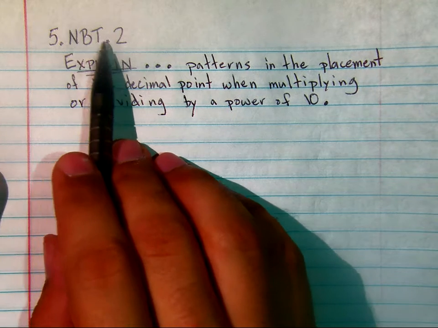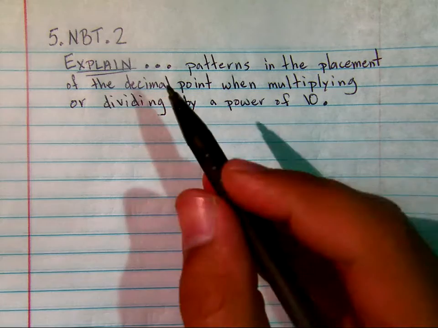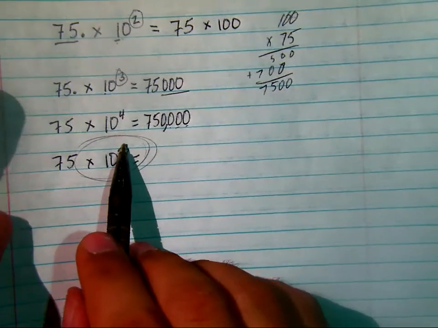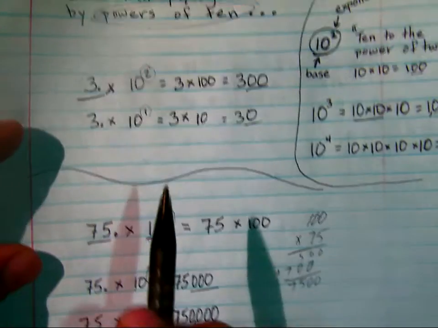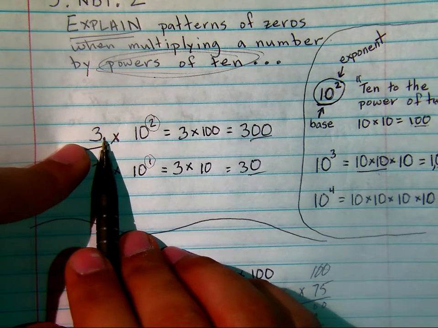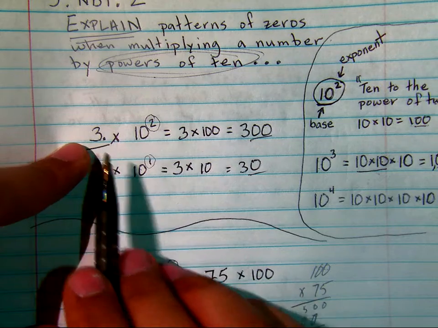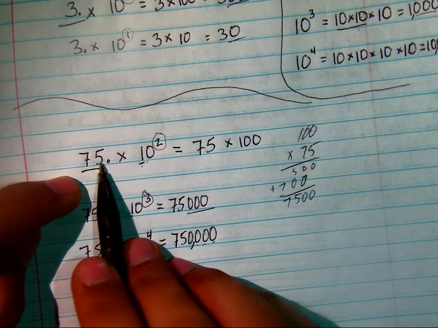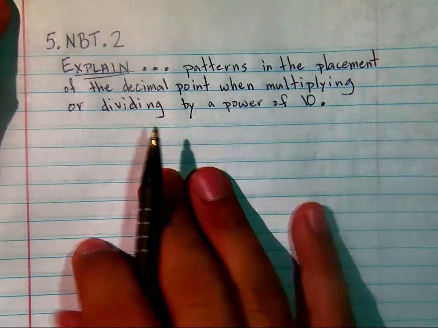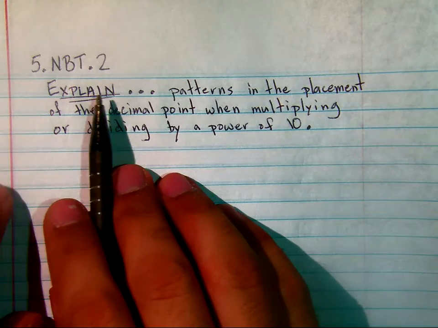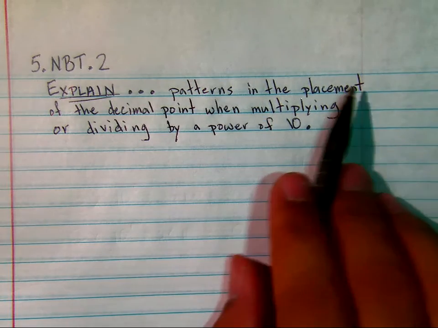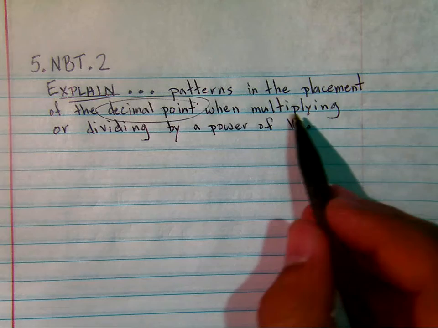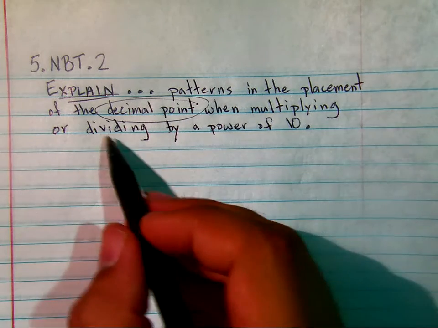Okay, 5.NBT.2, part 2. Now, we ended part 1 with this problem, 75 times 10 to the power of 23, by looking at decimals and finally admitting that there are decimals hiding next to all of these single digits, and even this number 75, there's a decimal point hiding to the right of the ones place, just as we learned in NBT1. Now in NBT2, we also have to explain the patterns in the placement of the decimal point. That's very, very important when multiplying or dividing by a power of 10.